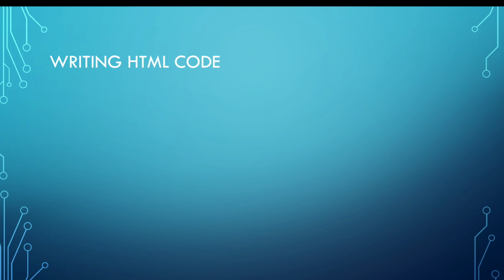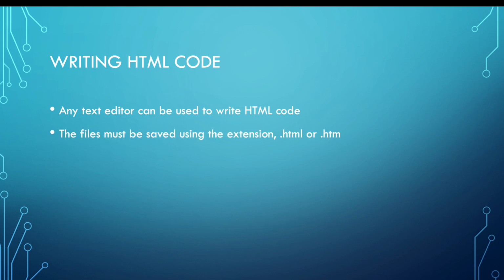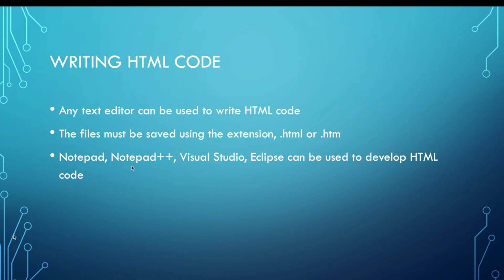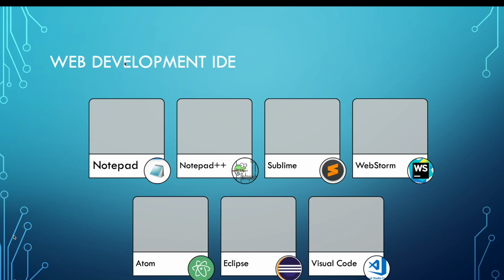Now, where do you write your HTML code, right? If you want to write HTML code, you need a text editor. So in Windows, you can use Notepad, Notepad++, Visual Studio, Eclipse, etc. to develop the HTML. And when you write some code, you need to save that as .html or .htm. And today in the market, we have different IDEs that can help us to develop a web page. So there is Notepad, Notepad++, Sublime, WebStorm, Atom, Eclipse, Visual Code.